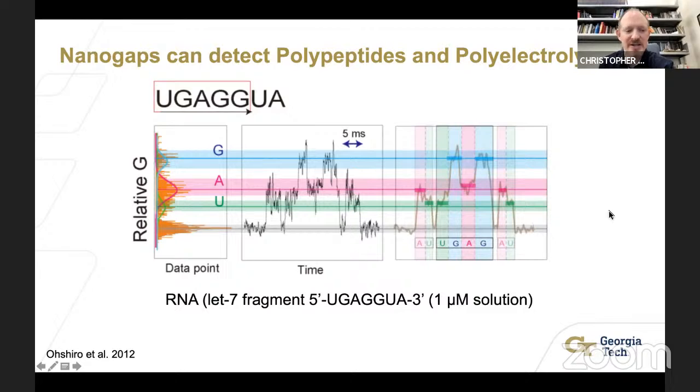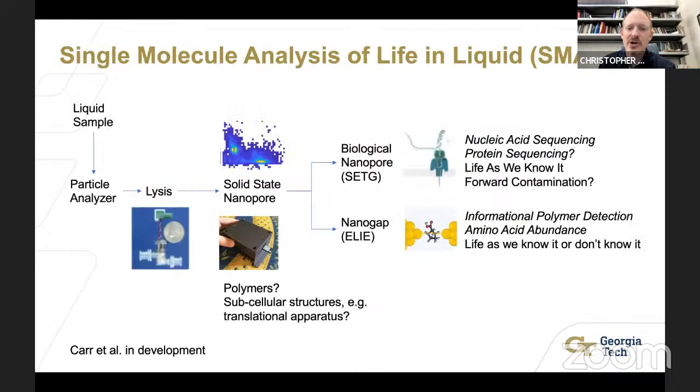And our colleagues have done a great job over the last decade demonstrating that this can be done. This is an example from a 2012 paper by Takahito Oshiro, looking at RNA and showing that the nanogap conductance signals allow distinguishing different bases and also obtaining short subsequences, which we expect can be improved in the future with better molecular control.